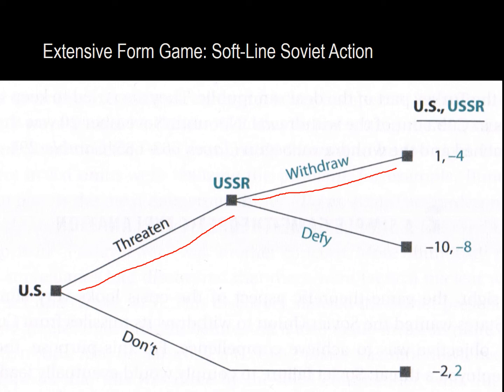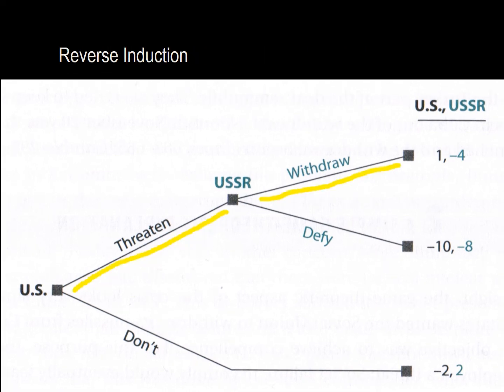And now, in the final step of Zermelo's theorem, we link up those paths. We can see that the outcome is going to be the US threatening rather than not threatening, and then the USSR withdrawing rather than defying, with a payoff to the US of 1. And we can see here the application of the reverse induction result, which is what we produced just earlier.